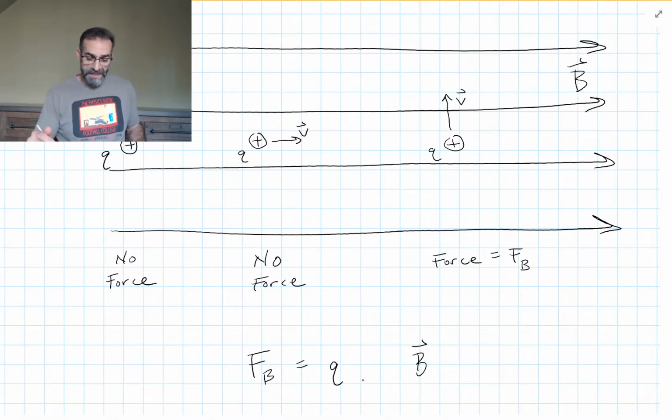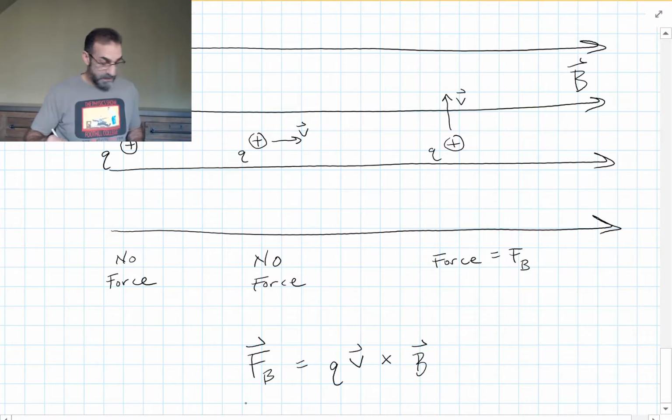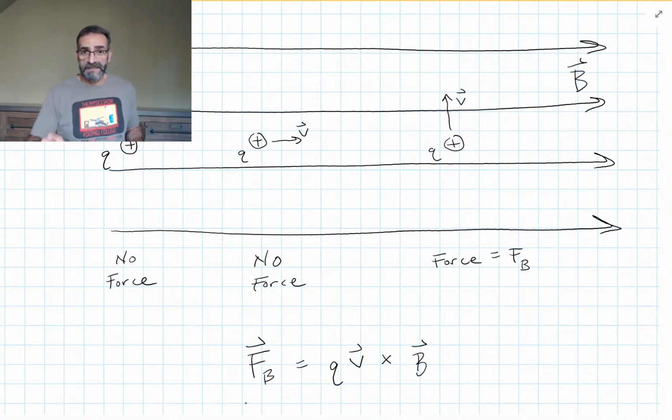And I've given you some hints here. It also depends on the velocity and the orientation the velocity has to the magnetic field. So we write it this way, V cross B. The magnetic force is equal to Q V cross B. This is a vector cross product between the velocity and the magnetic field lines. And the direction is given by the right-hand rule.